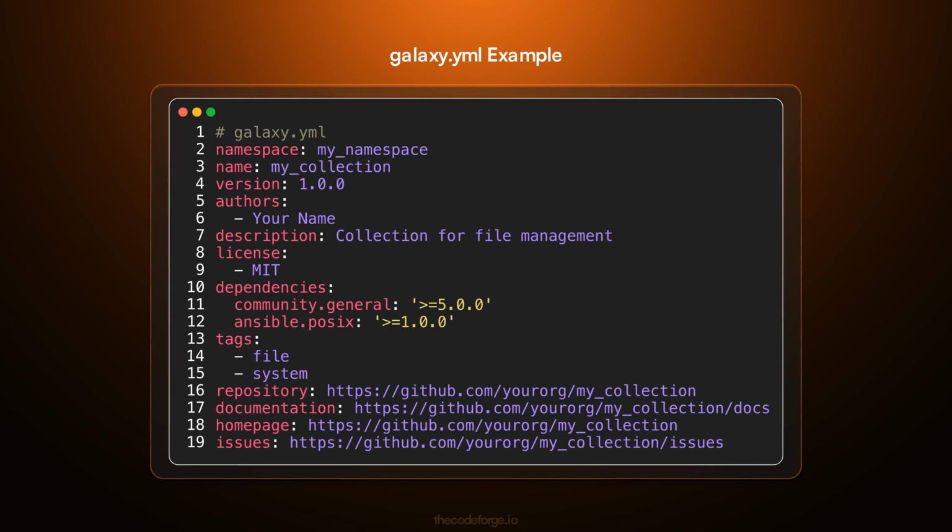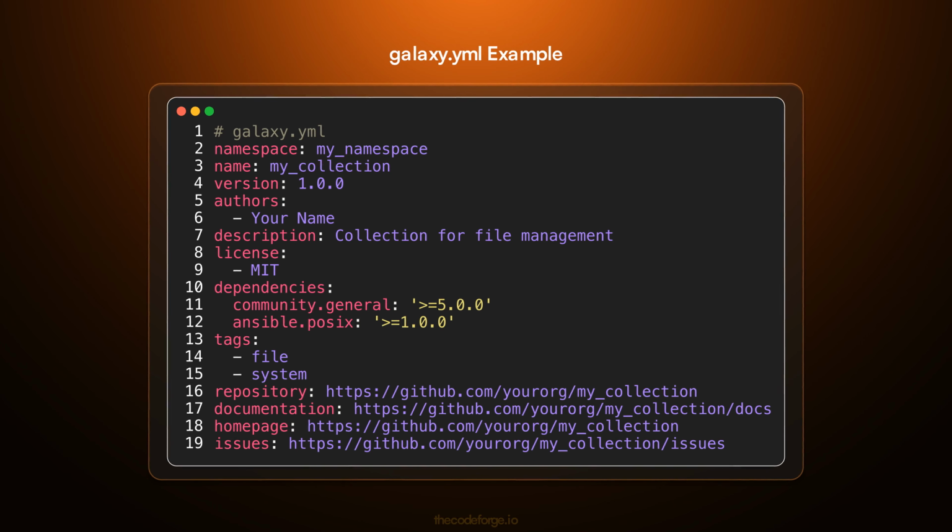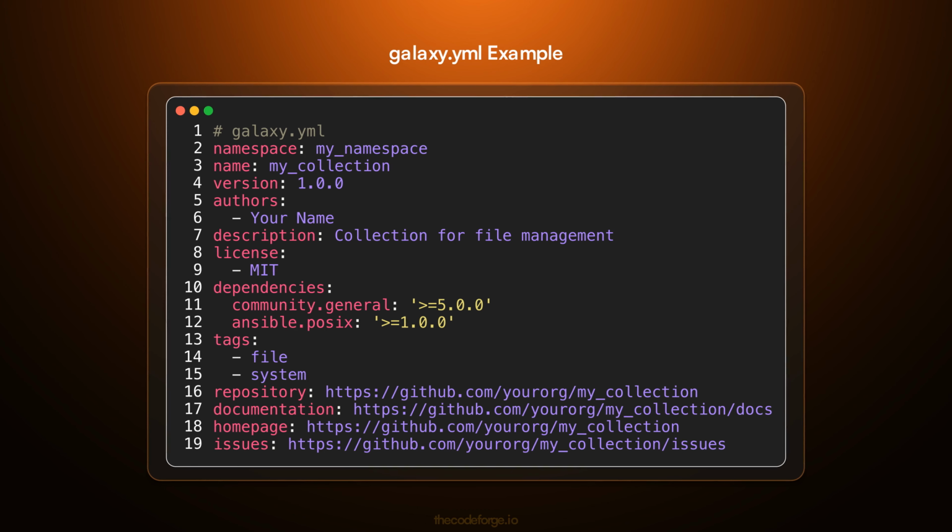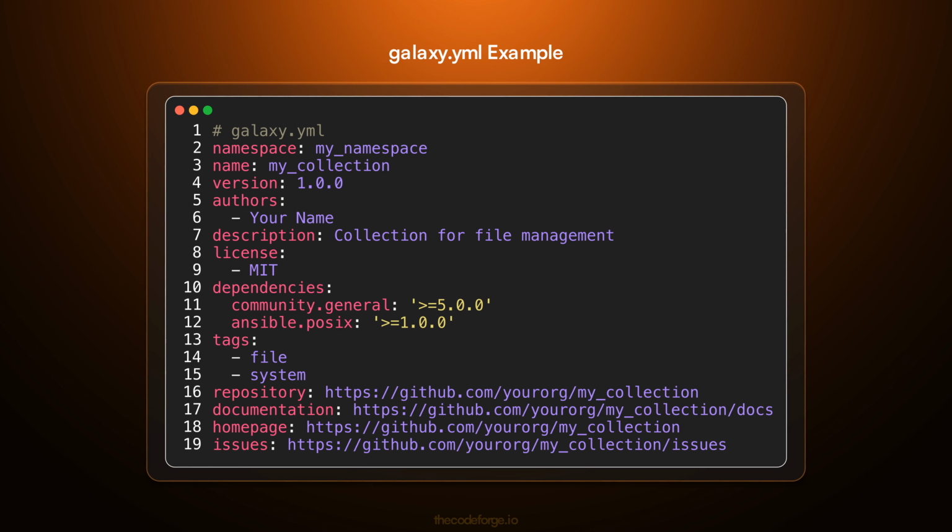Here's a galaxy.yml example. Notice the dependencies section, it lists required collections with version constraints. If your module imports module_utils from another collection, you must add that collection as a dependency.